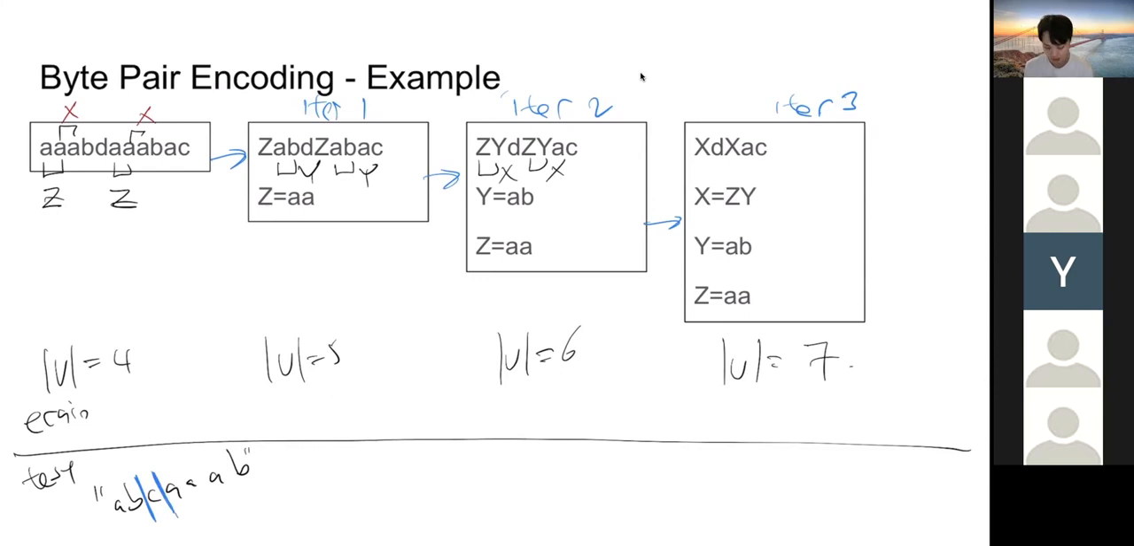And then how about A? Yes, A is a character, but how about AA? We do have AA, which is Z. And how about AAA? Well, we do not have AAA, but we do have AAAB, right? So we can replace that with X. So that's why this will be tokenized until here. So now we have tokenized this text of 1, 2, 3, 4, 5, 6, 7 characters into 3 tokens. Pretty simple, right? Very simple method. Is it clear? Let me know if you have any question.